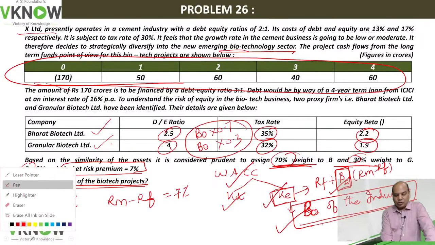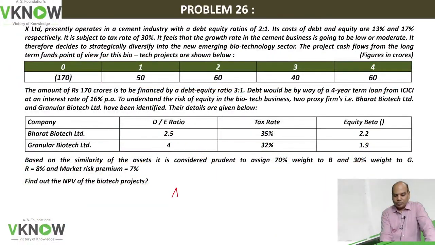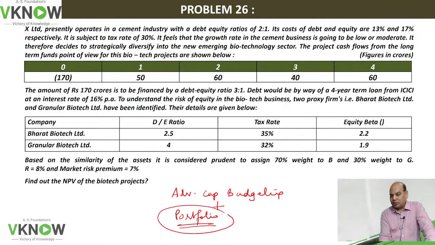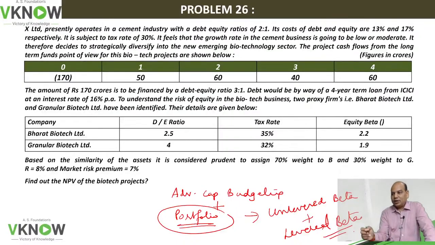This question is a mixture of two chapters: advanced capital budgeting plus portfolio. From the portfolio management chapter, we will learn how to find unlevered beta, and I will use unlevered beta to find levered beta, and then we can compute cost of equity and overall cost of capital. Very, very important question.